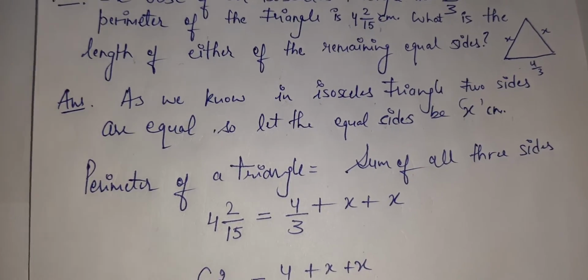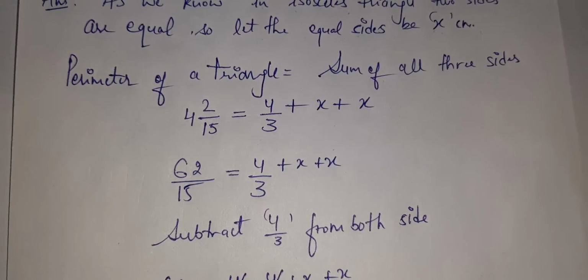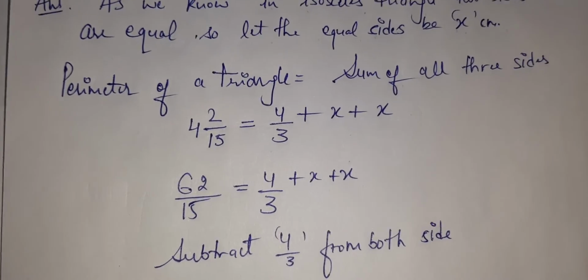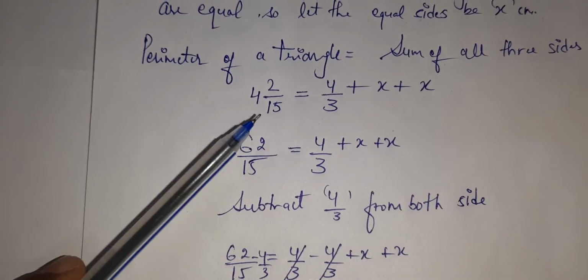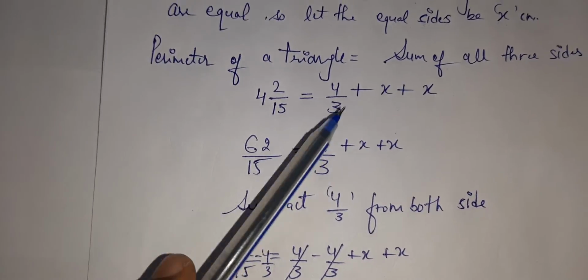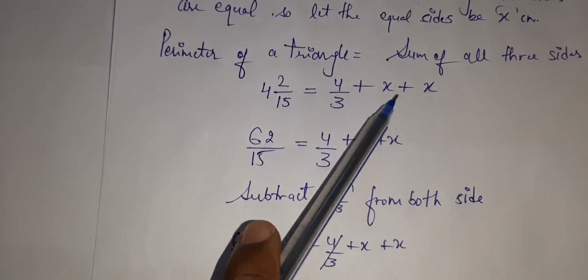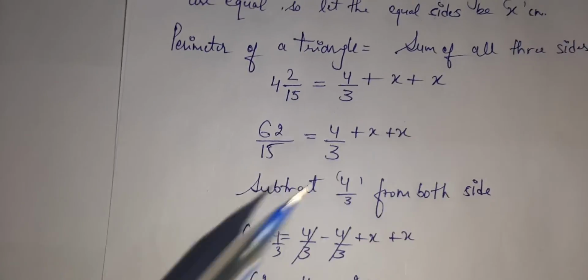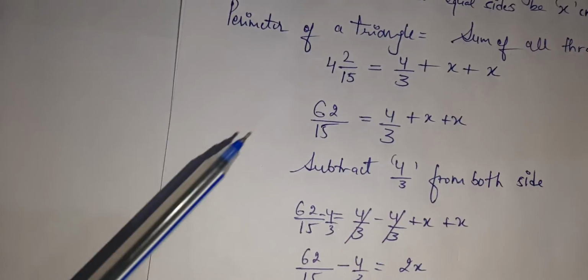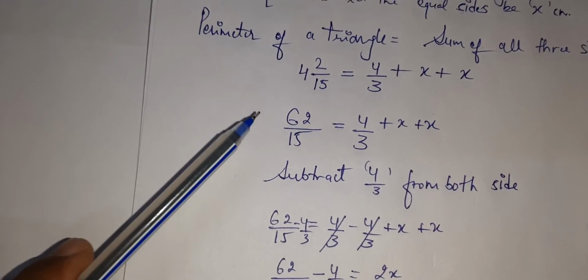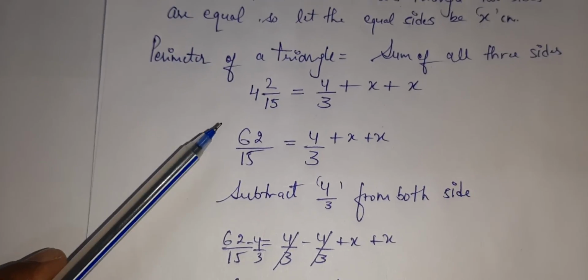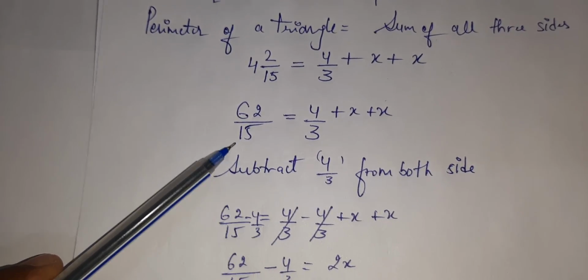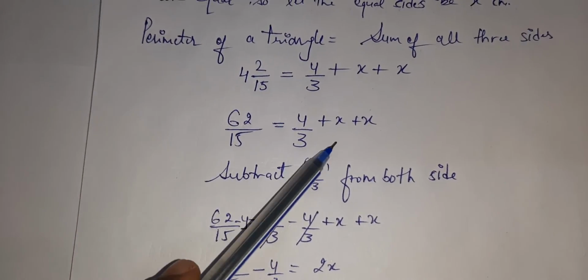Perimeter of a triangle, what do we used to say about the perimeter? Perimeter is the sum of all the three sides of a triangle. So the perimeter is given to us, 4 2 by 15. First, the base is 4 by 3. The remaining side, second side is x and third side is also x. All the three sides I have written here. I have converted this mixed fraction into the simple fraction. That comes out to be 15 fours are 60, 60 plus 2, 62 upon 15, equal to 4 by 3 plus x plus x.